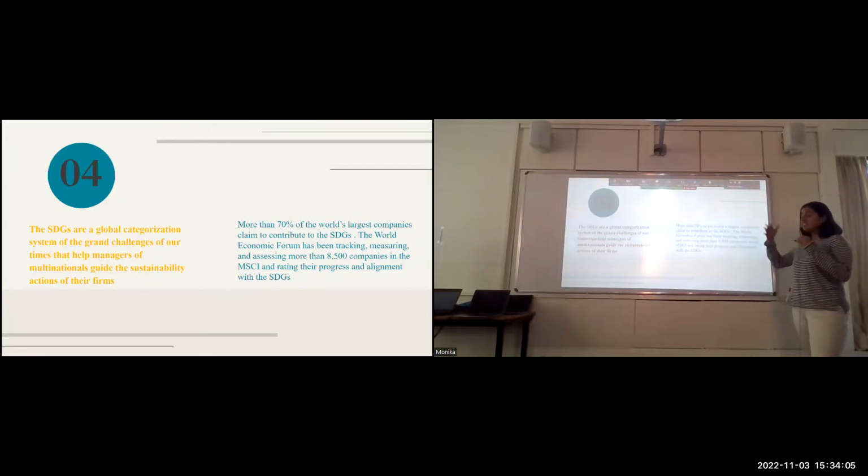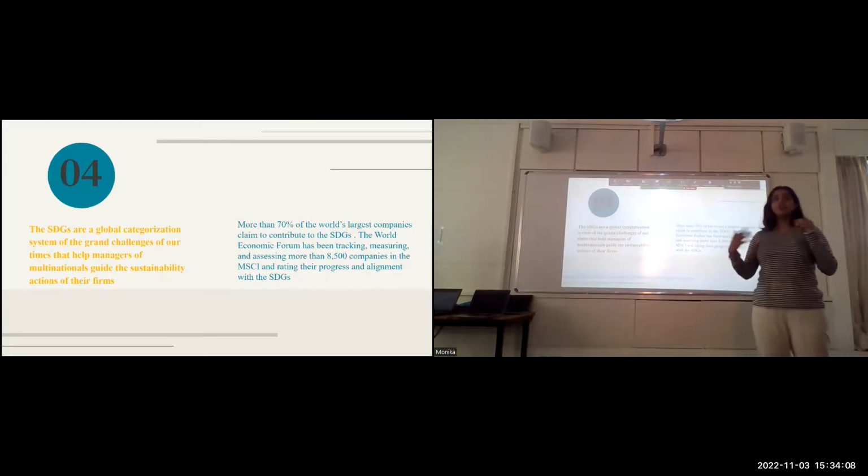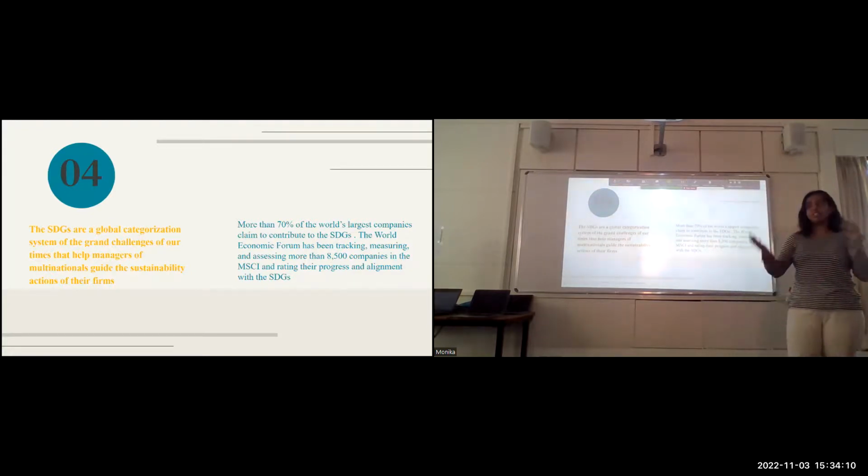So this has been able to get a lot of MNCs and non-state actors to abide by or align with the SDGs. There are some figures: more than 70% of the world's largest companies claim to contribute to the SDGs. And the World Economic Forum has been tracking and measuring, and they've assessed more than 8,500 companies and rated their progress and alignment with specific SDGs.